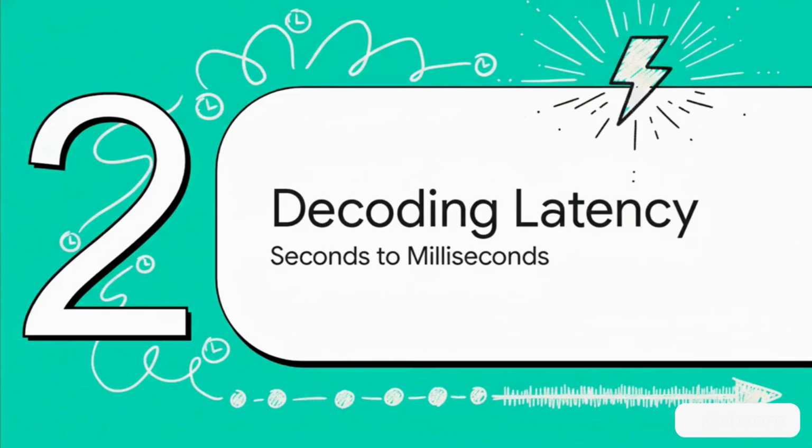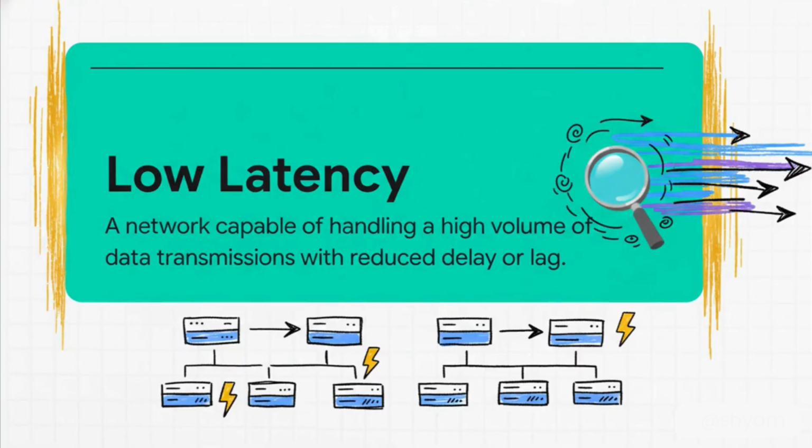Okay, so we know lag is a delay, but here's the thing: not all delays are created equal. What might be perfectly acceptable for one thing can be a total deal breaker for another. So let's break down the different levels of latency, from whole seconds all the way down to tiny, imperceptible milliseconds. For most of the things we do online, the gold standard, the thing everyone is chasing, is low latency. This basically means a network has been fine-tuned to handle a massive amount of data with as little delay as possible. It's really the secret sauce that makes any real-time experience feel smooth and natural.